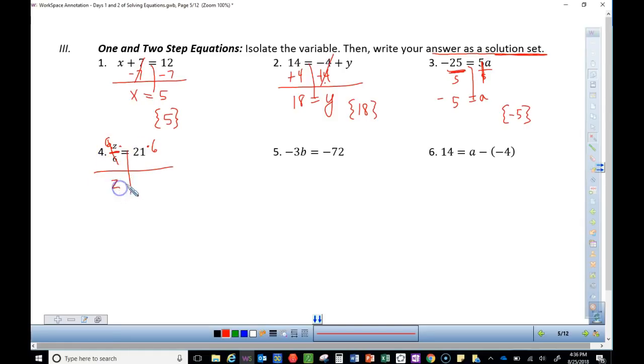So I'll have 1z equals 21 times 6, which would be 126. So the solution set is 126.